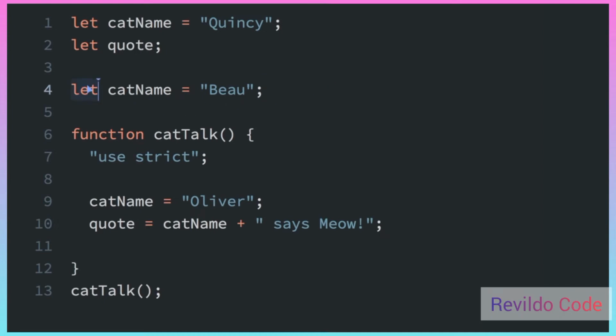Now you can still reset it. So if we didn't use the word let here, we could just set the catName variable, and now we're not going to get an error. In this case, we're declaring the variable here to be Quincy, and we're setting the same variable to a new name here. This is one of a few reasons that many people only use let and const and never use var to declare variables.